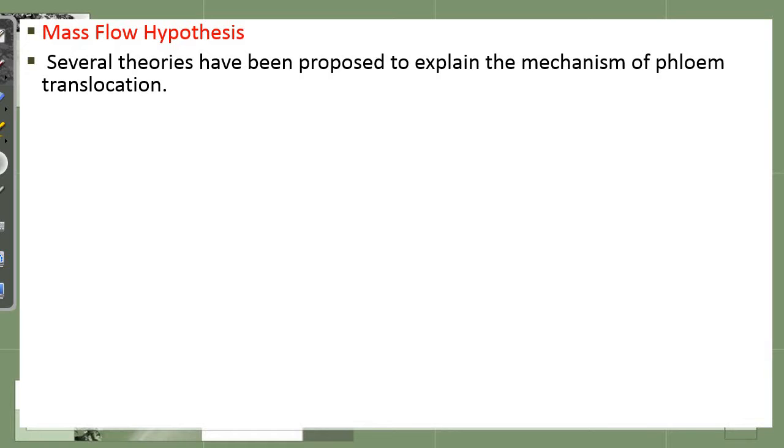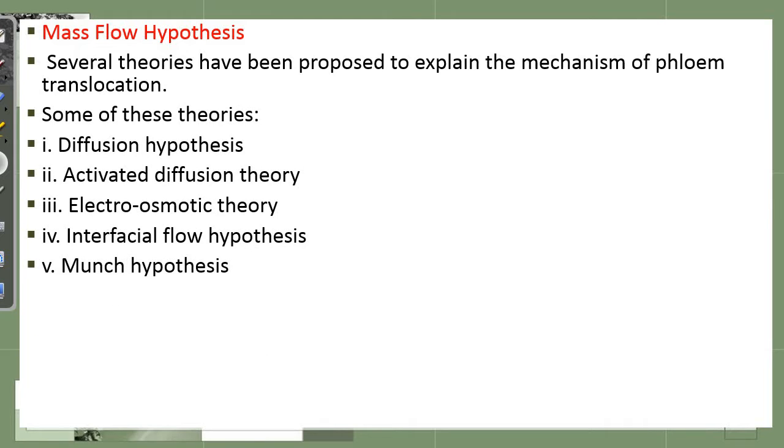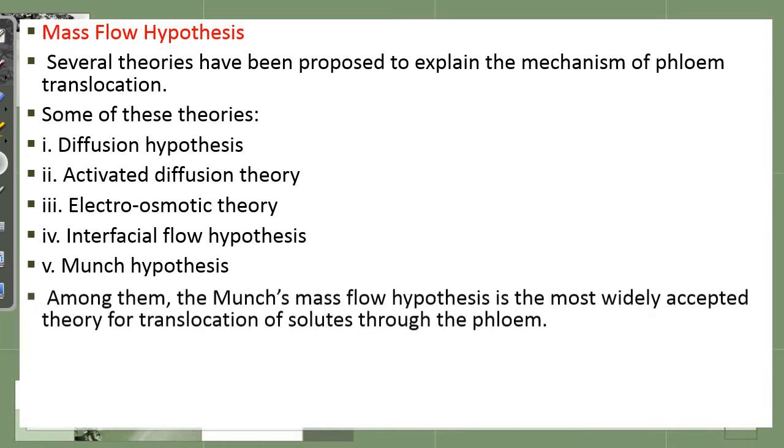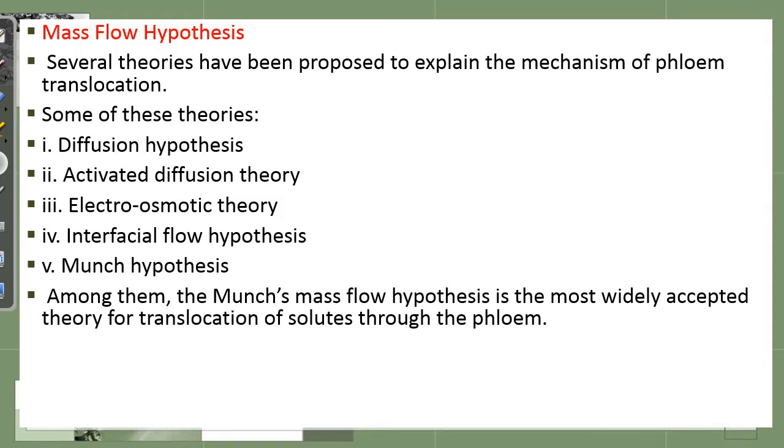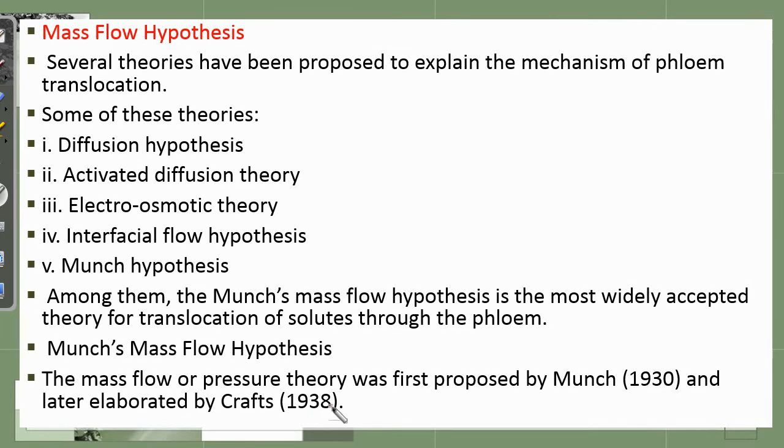So it actually occurs through the mass flow hypothesis. There were several theories proposed to explain the mechanism of phloem translocation, which are these. There were many, but the well accepted theory was the Munch hypothesis. Munch basically explained how translocation occurs in the phloem. He was the one who initiated this idea and first proposed it in 1930, and later it was elaborated by Kraft. So let's discuss the mass flow hypothesis.